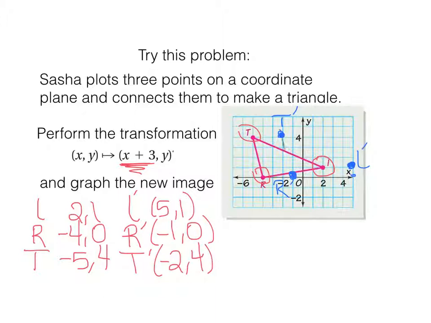And here, it's essentially the same triangle, but it has just been moved over to the right 3 places. We actually call this a translation, but you don't need to know that right now. Make sure that you have these notes, the old image and the new image points, as well as the graph in your notes.